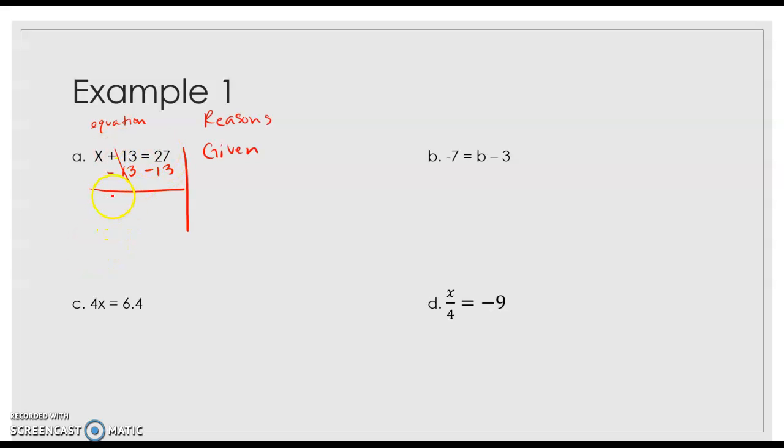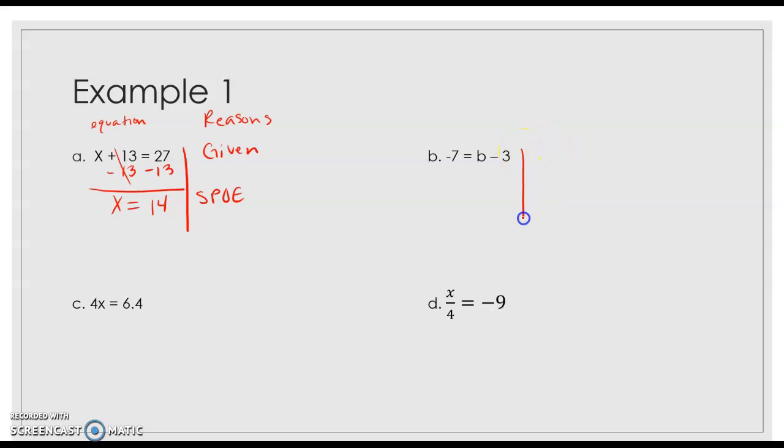So we're subtracting 13 from both sides. And so 27 minus 13 is 14. And I got that by using the subtraction property of equality. For one-step equations, our proofs are pretty simple. It's given, and then what's the one property that we use? In this case, the subtraction property of equality.